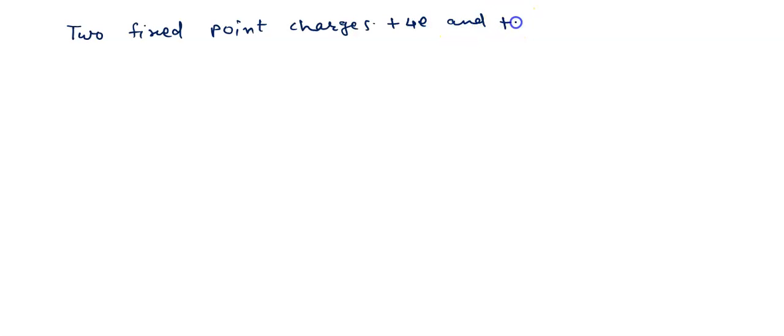Let's see the next question now. The next question says that there are two fixed point charges, plus 4E and plus E units, and these charges are separated by a distance A.